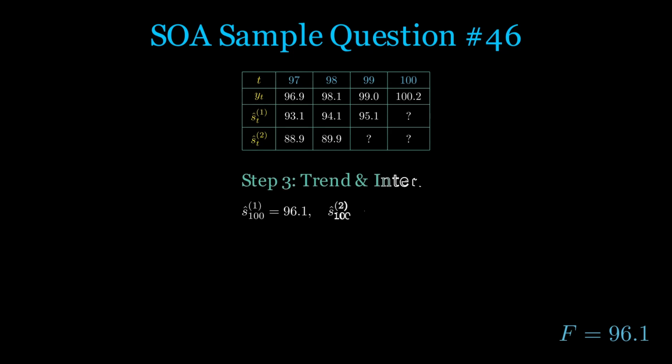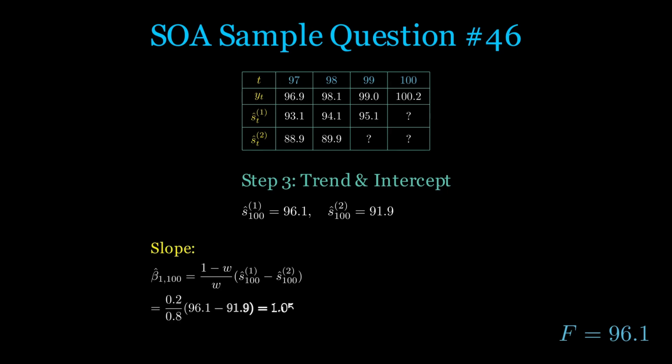Step 3, calculating trend and intercept. We need our single and double smooth values at time 100. First, we calculate the slope, beta 1. We take 1 minus W over W, which is 0.2 over 0.8. We multiply this fraction by the difference between the single and double smooth values. This gives us a slope of 1.05. Next, the intercept, beta 0. The formula is 2 times the single smooth value minus the double smooth value. Plugging in 96.1 and 91.9, we get 100.3.